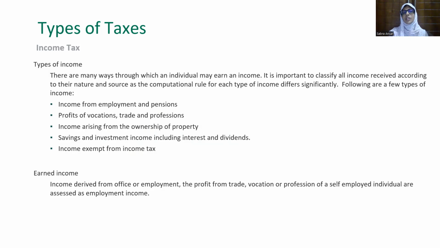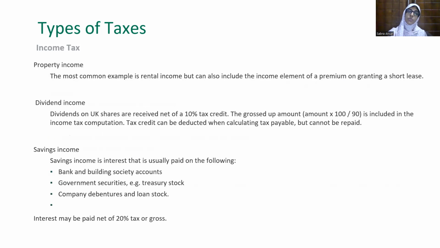So when it comes to earned income, it could be something coming from office, or any types of employment, or any type of profit from trade or vocation or profession, like self-employment. All these will be part of earned income. Then we will move towards property income.